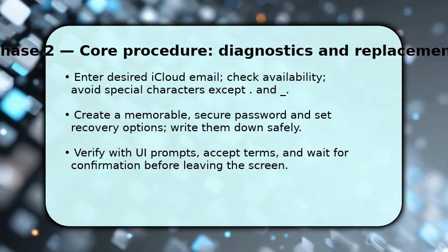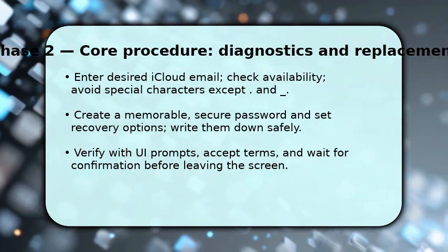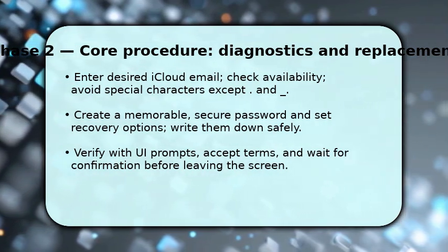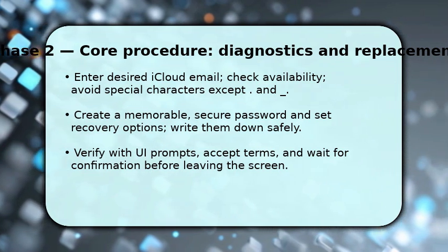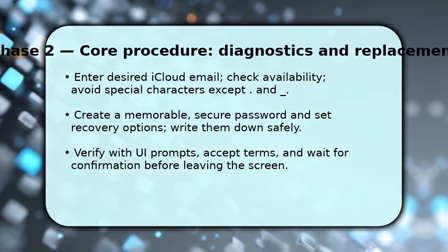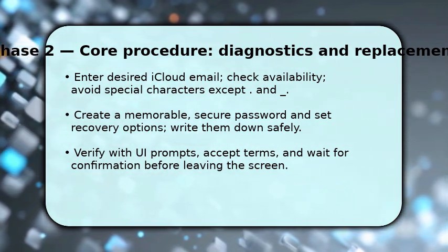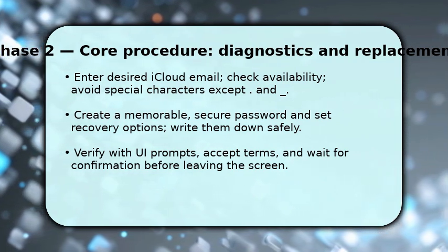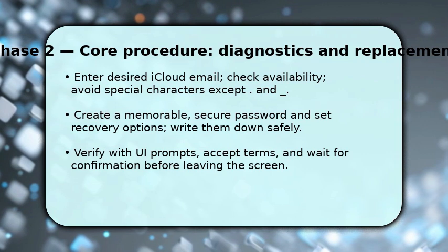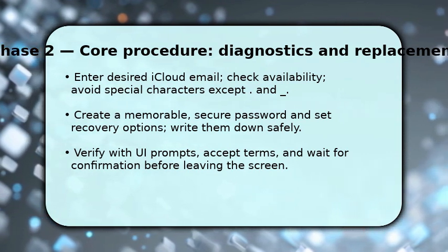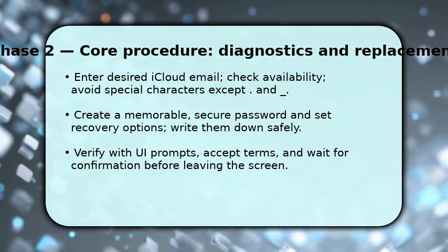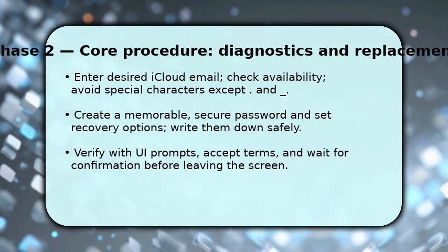After tapping Create an iCloud email address, type the handle you want and test availability. The system checks instantly, so try alternatives if taken. Once you select an address, create a strong password and set recovery email or phone. This prevents lockout. Confirm your selection, accept Apple's terms, and complete any verification prompts. Make sure notifications show success.